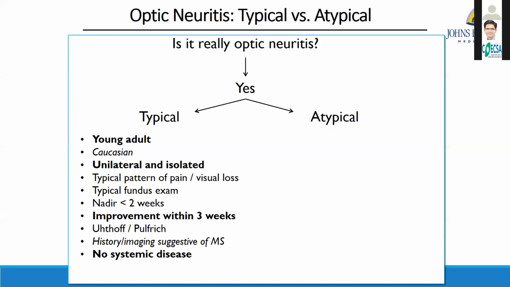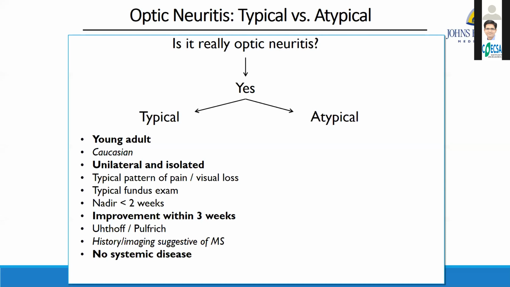We should have a typical pattern of pain and vision loss, like we just talked about. The fundus exam should be normal or show papilledema. People generally reach their worst level of vision loss within 2 weeks and then begin improving within 3 weeks. You can get a history of Uthoff's phenomenon, which is where the vision loss becomes worse when the patient is overheated. So maybe if they're taking a hot bath or shower, they notice that their vision becomes even worse.